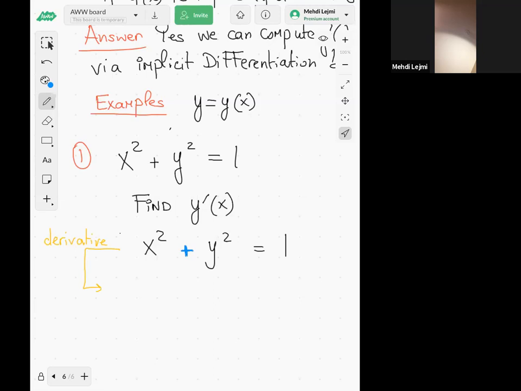So first, I need the derivative of x squared. What's the derivative of x squared? Well, it's just 2x. Bring down the power in front of x: that will be 2 times x to the power 2 minus 1, that will be 1. So that's 2 times x. And then plus. Now the question is, what's the derivative of y squared? Any guess?